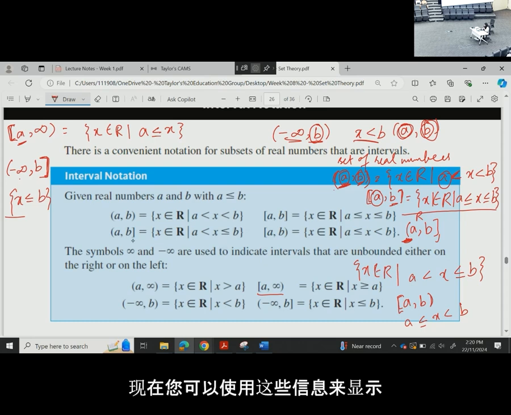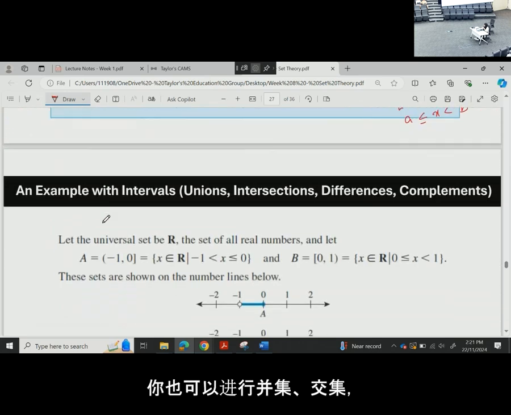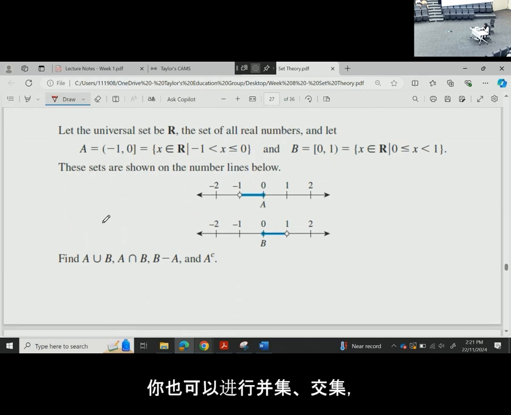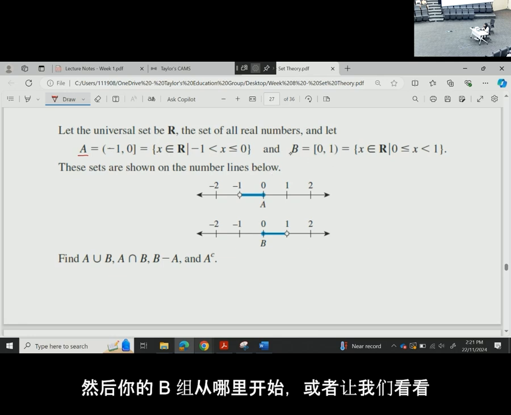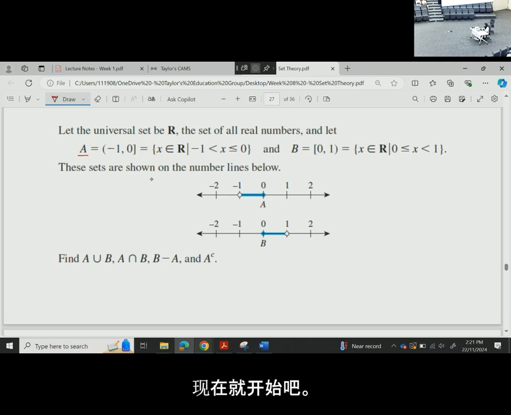Now you can use this information to show the elements or the range on a number line. And you can also perform union, intersection, difference, and complement using the number line. Let's look at this example. Let the universal set be the set of real numbers, and let set A be the range from -1 to 0. We will look at whether these two endpoints are included later on.